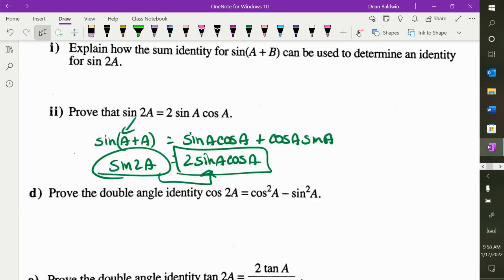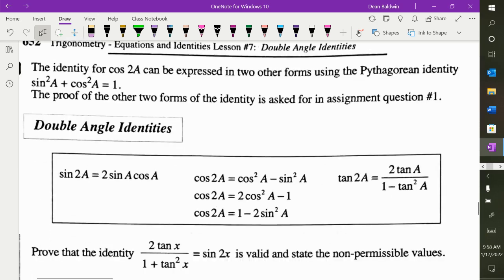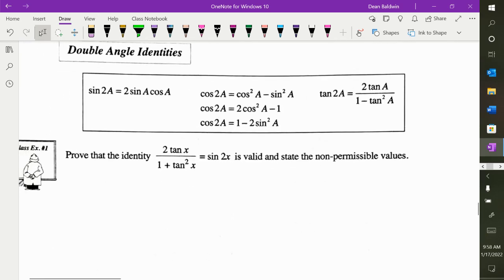Okay, that's just the proof. You don't have to know the proof. That's just where it comes from. Okay, and you could do the same for all the other ones. I'm not going to do them. What you need to know is how to use them.